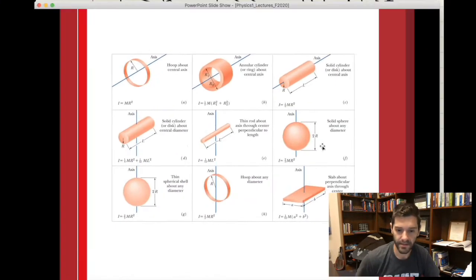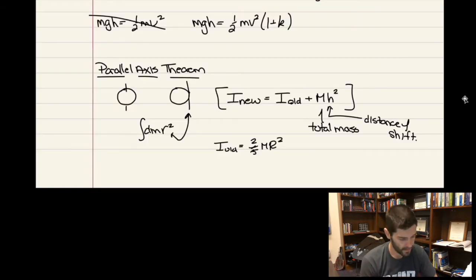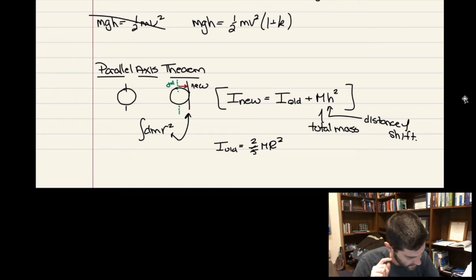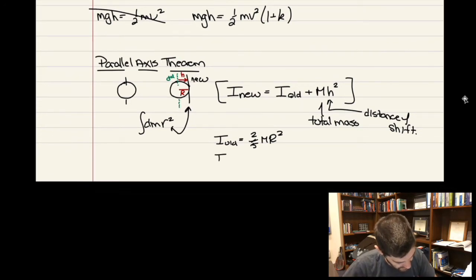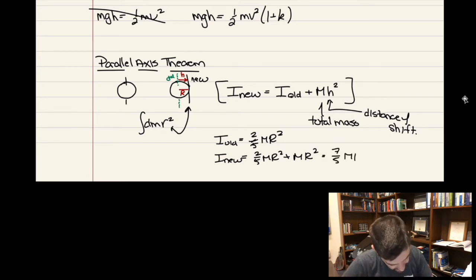Let's actually do that. For the ball, it looks like solid sphere about any diameter. The rotational inertia is 2/5 mass of the ball, radius of the ball squared. So if I then want to shift the rotation axis like I've drawn up here, let me redraw the old one for comparison. So old, new. The shift that I made was I shifted it over a length h, but in this case, the length h is just the radius of the sphere. So the new rotational inertia is 2/5 m r squared plus m total r squared. h has the value of the radius of the sphere. 2/5 plus 1 equals 7/5 m r squared.